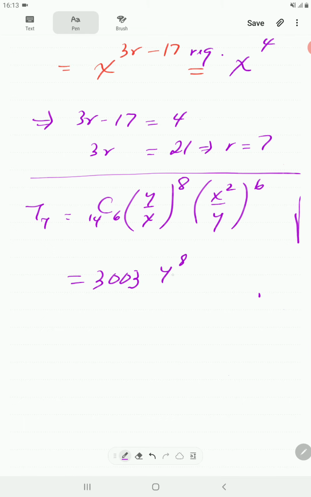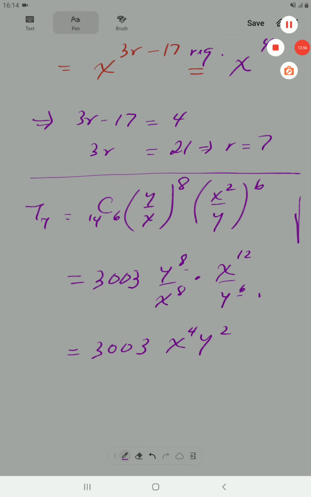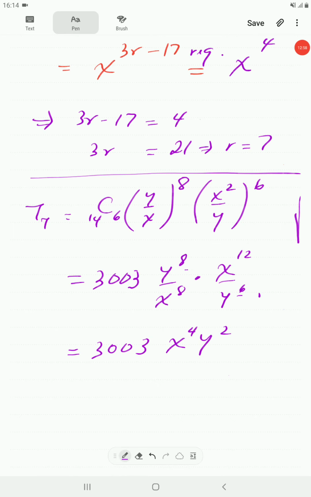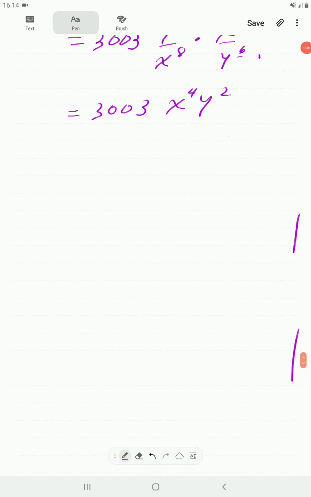Then y to the power 8 over x to the power 8, then here x to the power 12 over y to the power 6. It's going to be 3003. X is going to simplify to x to the power 4. Then this is going to be y squared, being 8 minus 6. Alright, so that's how that one works. We're now going to go to the second one, and then we'll leave the third one for you as an exercise.